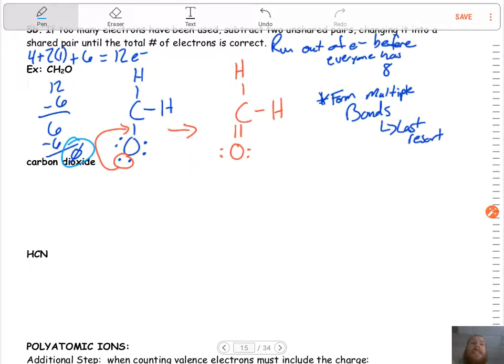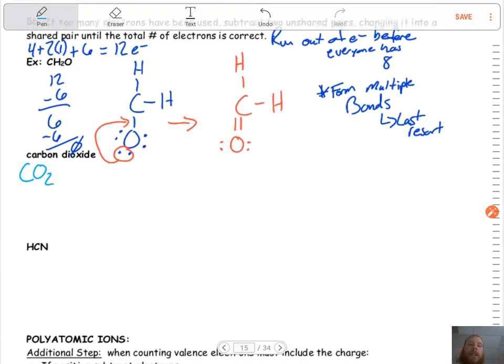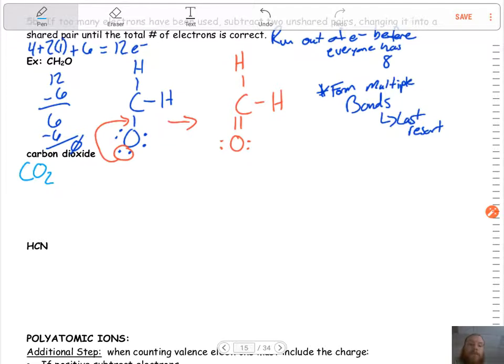It's the same process we've already done, just one extra little step. If you feel comfortable, go ahead and try carbon dioxide and HCN on your own, then replay the video to check your answers. If not, do this one with me together. Carbon dioxide, you should know, is CO2. Same thing, figure out your electrons.